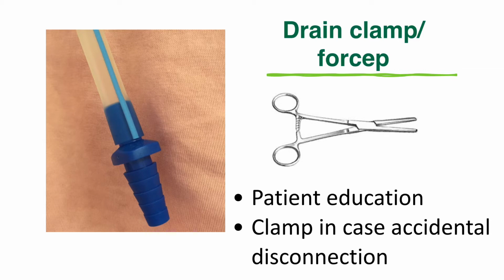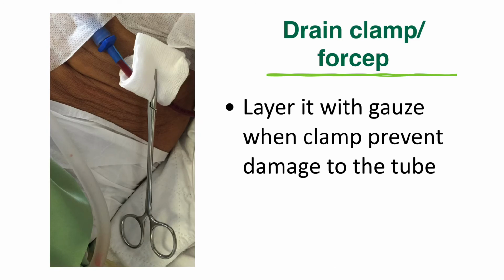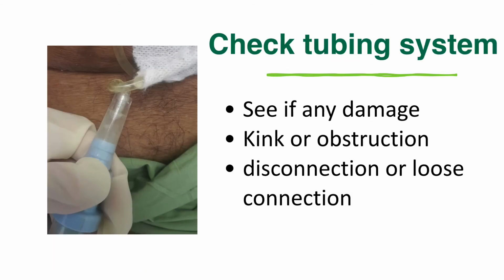Therefore, patients need to be taught how to clamp the chest tube on their own. When clamping the tubing system, ensure you use gauze to protect the tubing, as shown in the picture. This is to prevent damage to the tube. Clamp chest drains only if accidentally disconnected, unless clinically indicated, like a provocative or trial clamp. There is a risk of the patient developing a tension pneumothorax if a drain is clamped while an air leak is present.